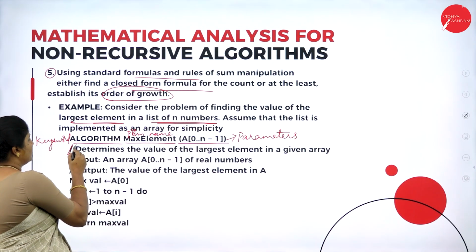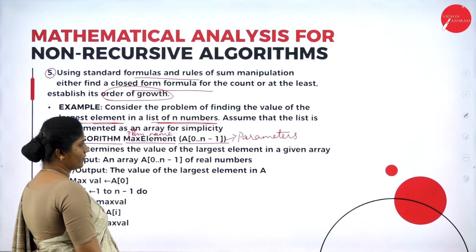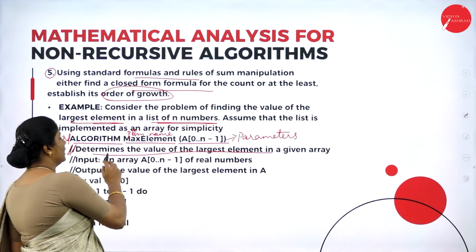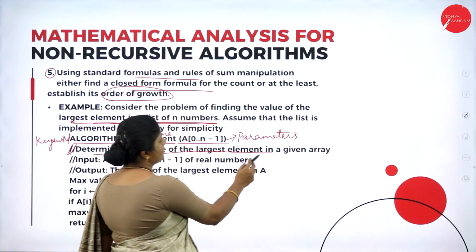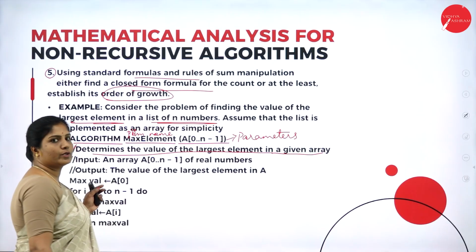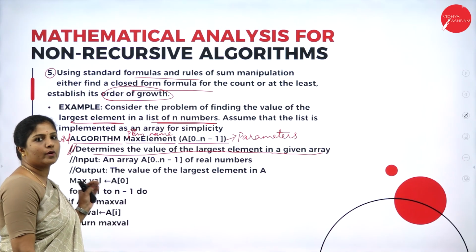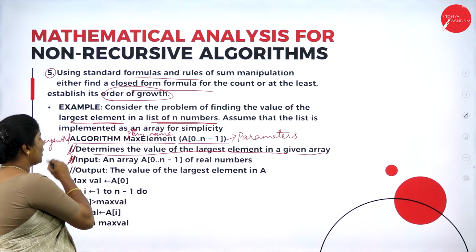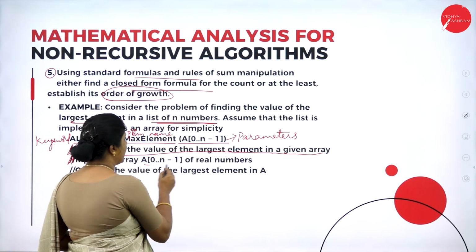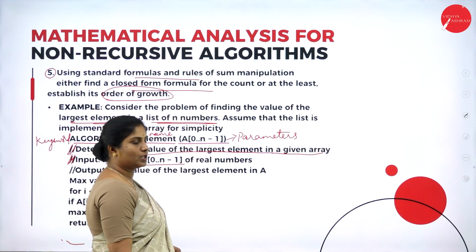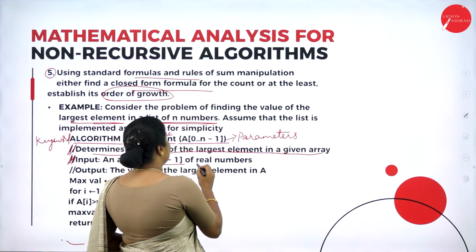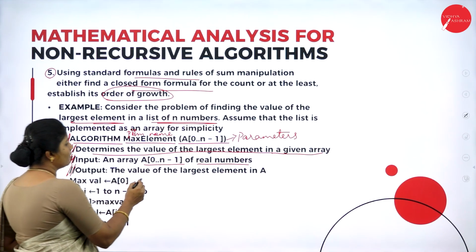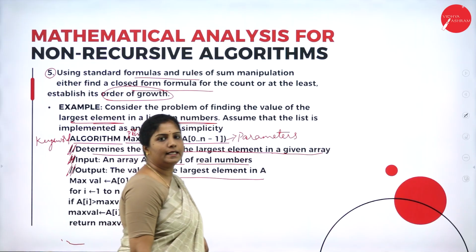Next, within a double backslash, this is for user reference, it contains the name of the problem: determines the value of the largest element in a given array. What am I going to do in this algorithm? I am going to determine the largest element in an array. Next, what am I giving as an input? I am giving an array from 0 to n-1, the index of the real numbers. Next, what is the output I am going to get? The value of the largest element in A.